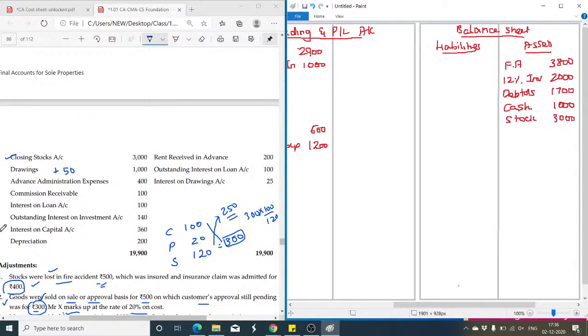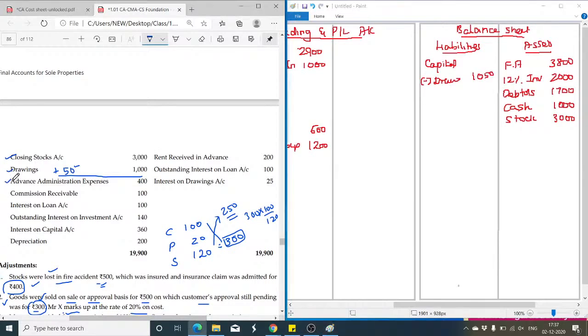And then drawings. Drawings should be subtracted from the capital, but 1000 rupees is the drawings and one more adjustment is there, 50. That should also be now deducted. So I'll just post the value in the liability side as capital. From the capital, drawings should be subtracted. Drawings here being 1000 plus 50, 1050. I added another 50 rupees because of the adjustment also.